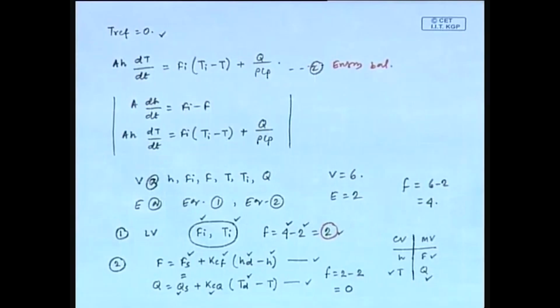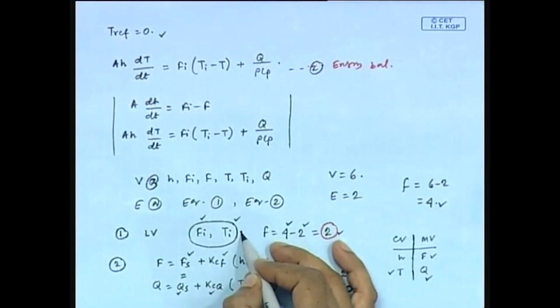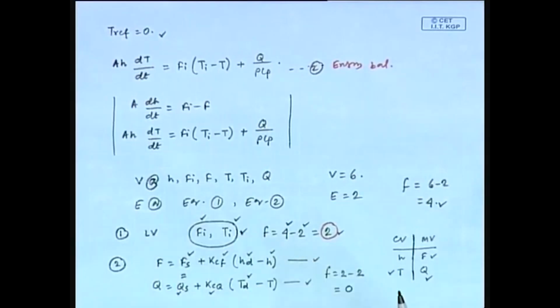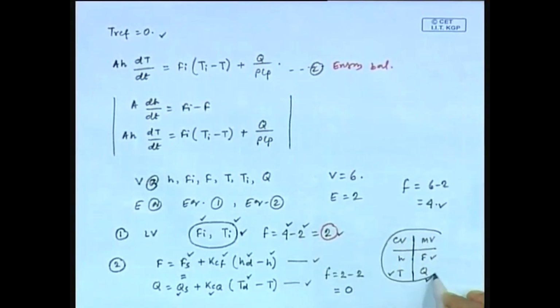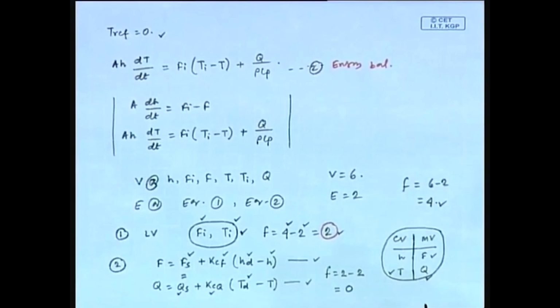Got the point? So, we basically had degrees of freedom 4. Additionally, we specified 2 load variables through direct measurement. Then we paired controlled variable and manipulated variable. Then we got two additional control equations, and finally the degrees of freedom becomes 0. That means the system is exactly specified. Fine. Thank you.